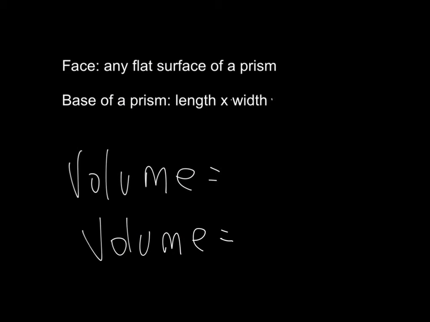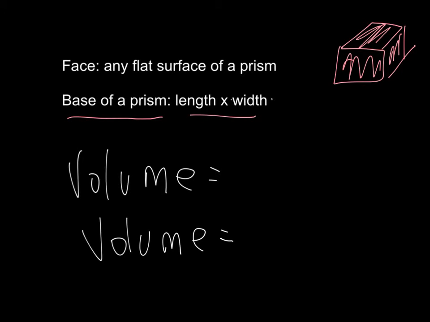Okay, we know that a face is the name of any flat surface of a prism. So if we have a cube, we can see that this is a face, and this is another face, and this is another face, and so on and so on. The base of a prism is the length times the width. It's the same formula for area.